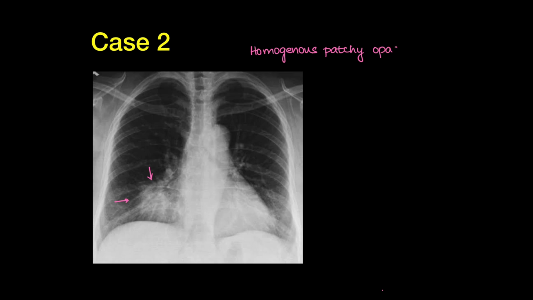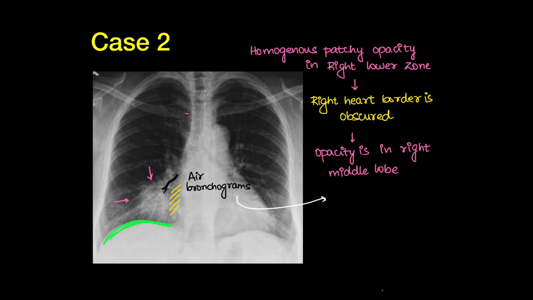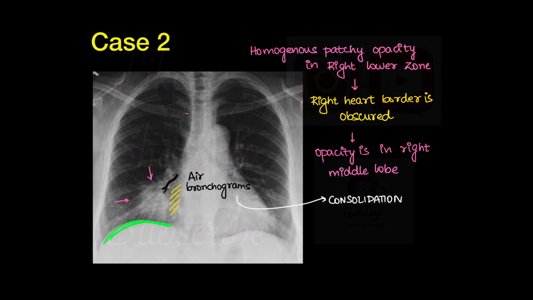Now this is case 2. Here you can see homogeneous patchy opacity in right lower zone. So which border is obscured? Right heart border is obscured. So apply the silhouette sign. Which lobe is in continuity with right heart border? Right middle lobe. So right hemidiaphragm is clear, heart border is obscured, opacity is in right middle lobe. And if you can see clearly here, you can see some linear lucencies. These are nothing but air bronchograms. So this is suggestive of consolidation. So this patch of airspace opacity is consolidation, not a mass.